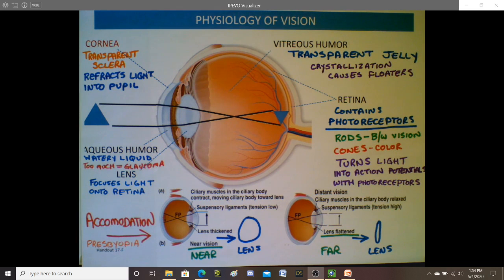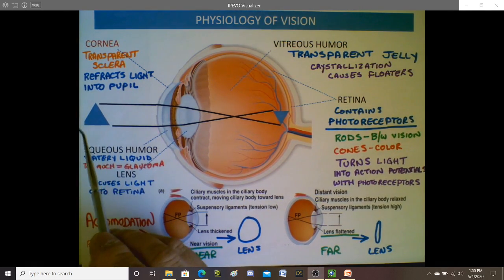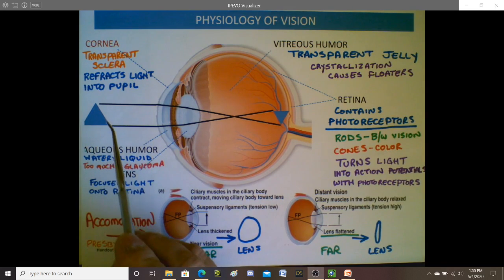how we take an object that we're looking at and how that object moves through our eye, and then how we have that focused correctly onto the retina where it can turn into an action potential. So if you look at this, I have a little example where I have a triangle. Let's imagine we're looking at this blue triangle.